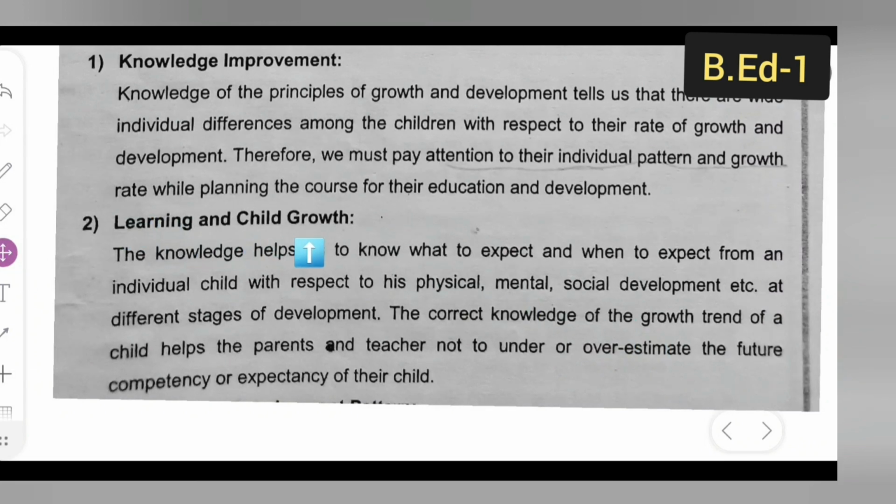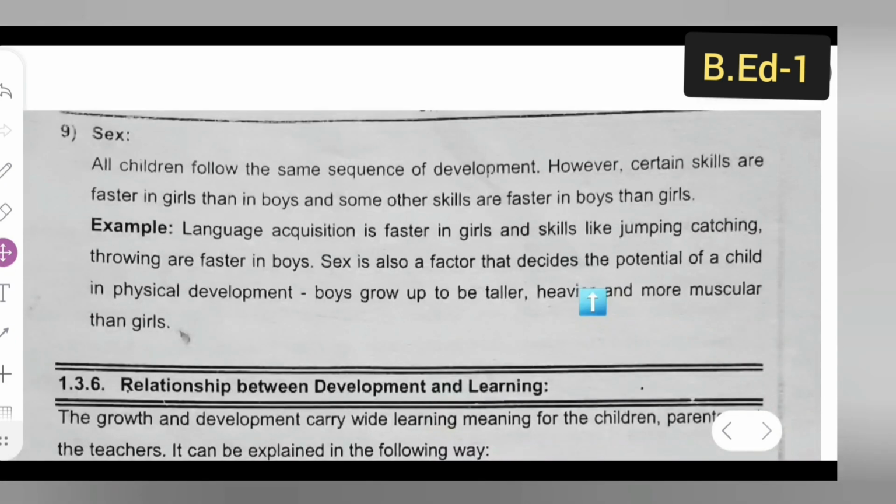Second one is learning and child growth. The knowledge helps us to know what to expect and when to expect from an individual child with respect to their physical, mental, and social development, etc. At different stages of development, the correct knowledge of the growth trend of a child helps the parents and teachers not to under or overestimate the future competency or expectancy of their child.